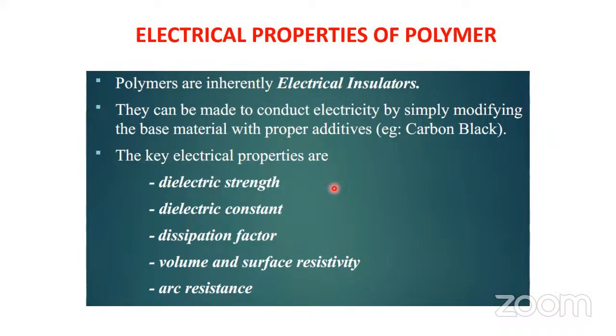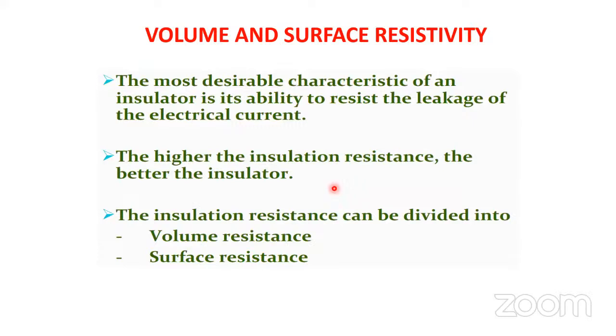What properties are measured for electrical properties using these tests? The tests are dielectric strength, dielectric constant, dissipation factor, and volume and surface resistivity, as we have seen in thermal analysis as well. Similarly, here also we have volume and surface resistivity as electrical tests. The very first is the volume and surface resistivity of your polymeric material.